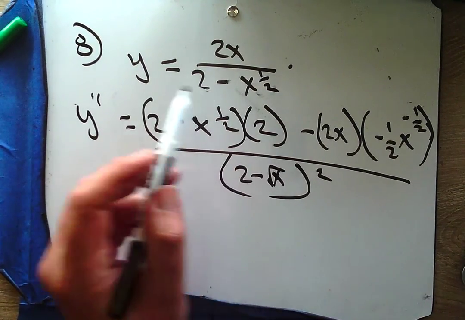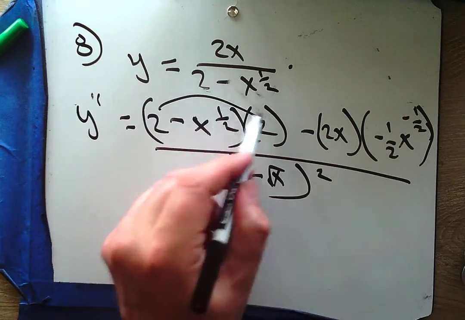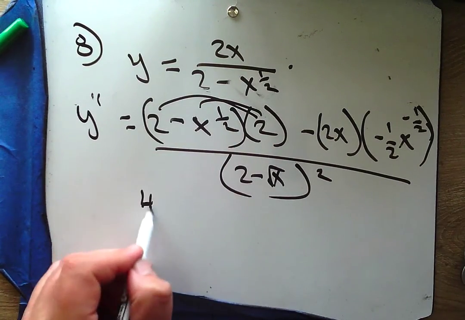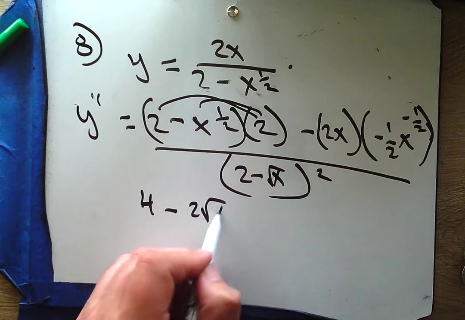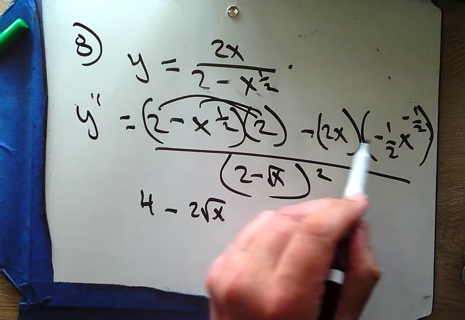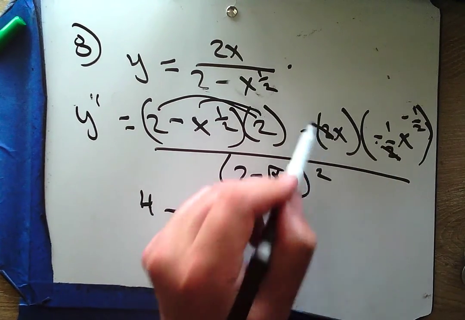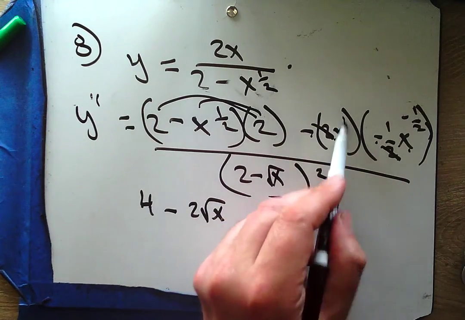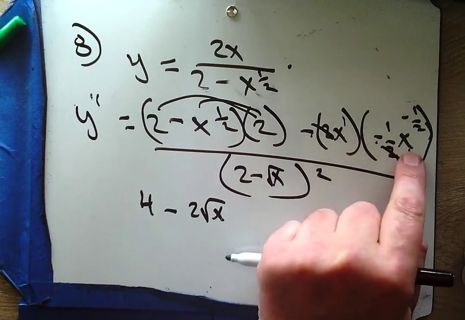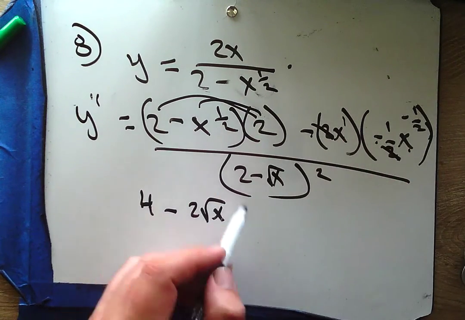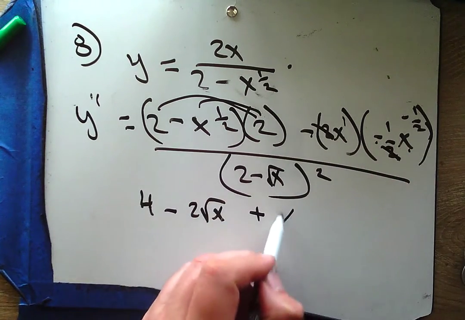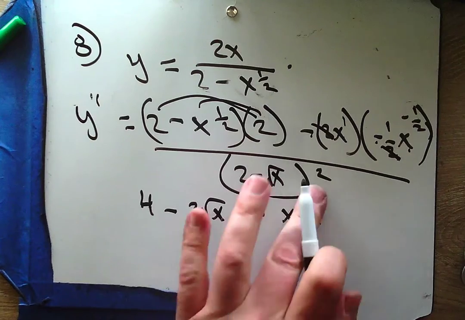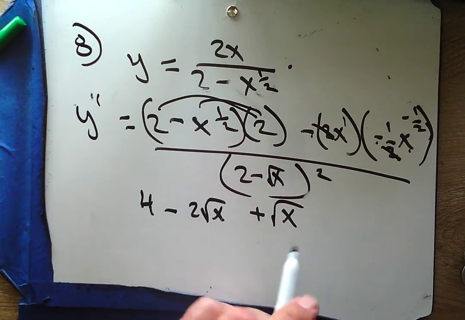So let's see what happens here. I'm going to distribute the 2. I have 4 minus 2 square root of x. Minus times minus is plus. Those cancel. X times this. Oh, I'm multiplying and the bases are the same. I add those exponents and I get plus x to the 1/2, which is square root of x.